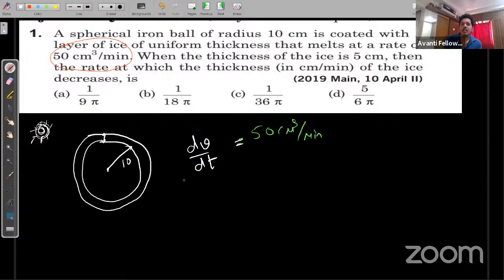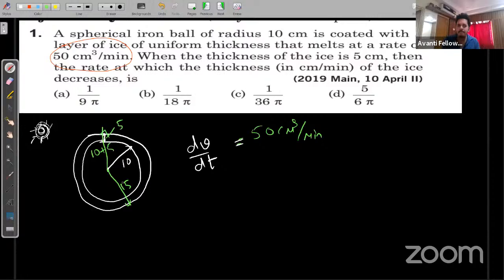What is the second one, guys? The second one is asking: at the particular rate, when the thickness of the ice is 5 centimeters, at that particular time, what is being asked? The rate at which the thickness of the ice is decreasing. Guys, the thickness reducing is nothing but the radius, right? What is the complete radius? You have to take it as 10 plus 5. Do you agree or not? The inside radius plus thickness. So your new radius will be 15. So the rate at which the whole radius is reducing is the rate at which your thickness is getting reduced. You agree or not, guys?